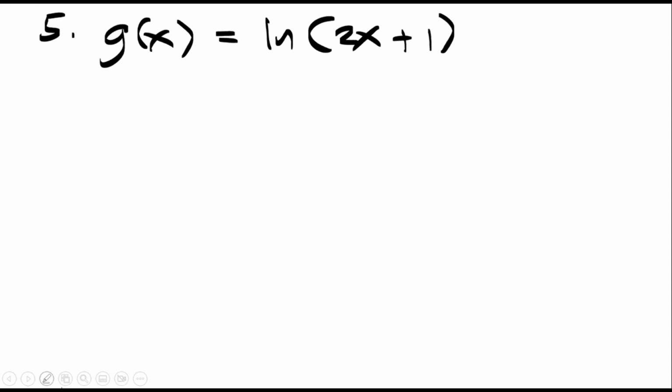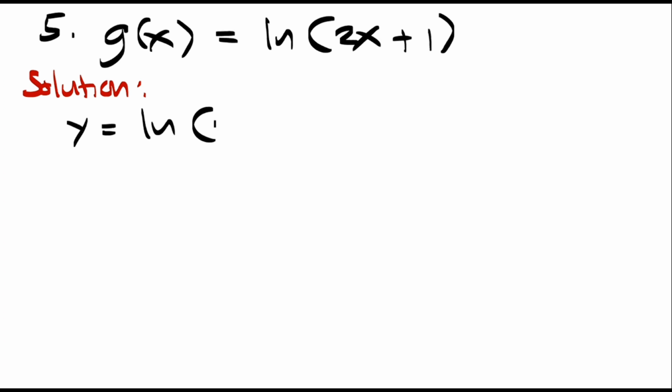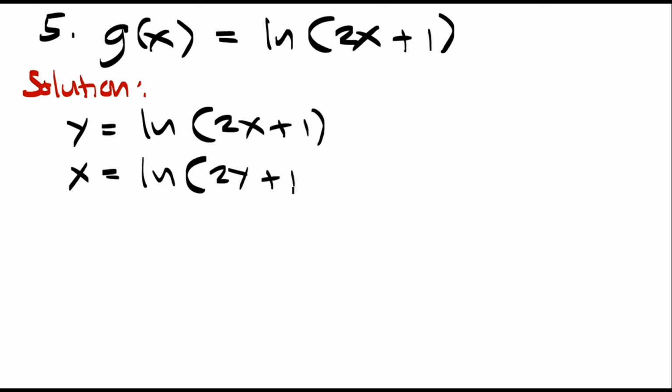So again, solution. Replace g of x by y. So we have y equals natural logarithm, or ln, of 2x plus 1. Second step, interchange x and y. So y will become x, equals ln of, this x will become y, so ln of 2y plus 1.